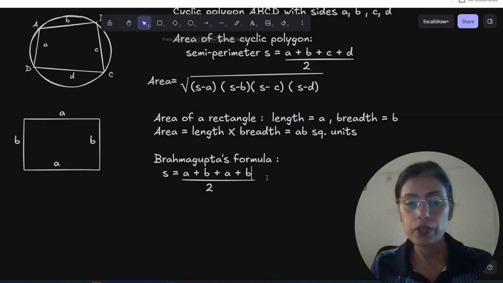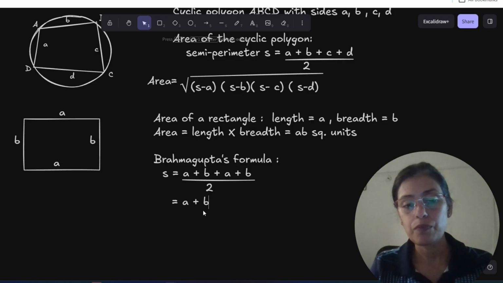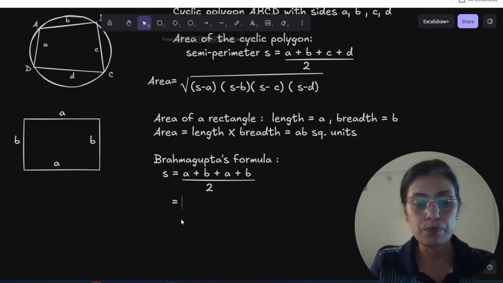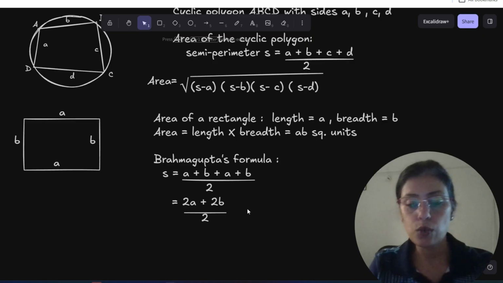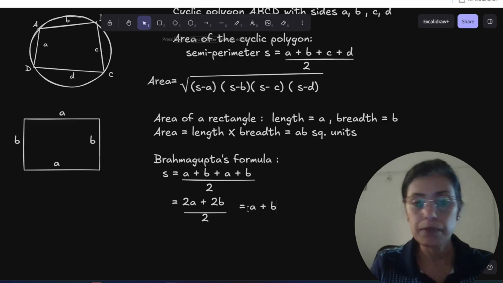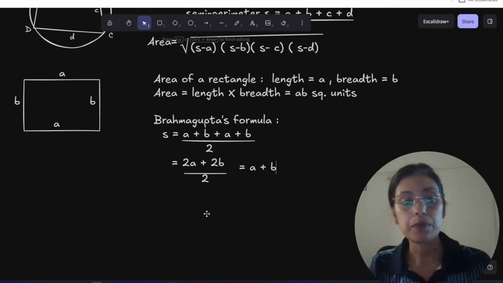So this is going to give me 2A plus 2B upon 2, which is A plus B. Because we'll take the 2 out, 2 is common to both the first and second terms. 2 into A plus B upon 2, the 2 divided by 2 is 1. So ultimately we are left with A plus B.